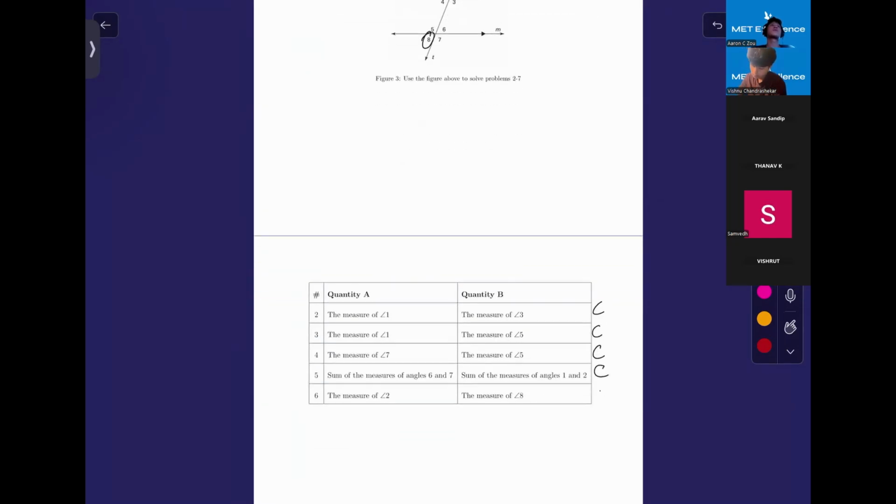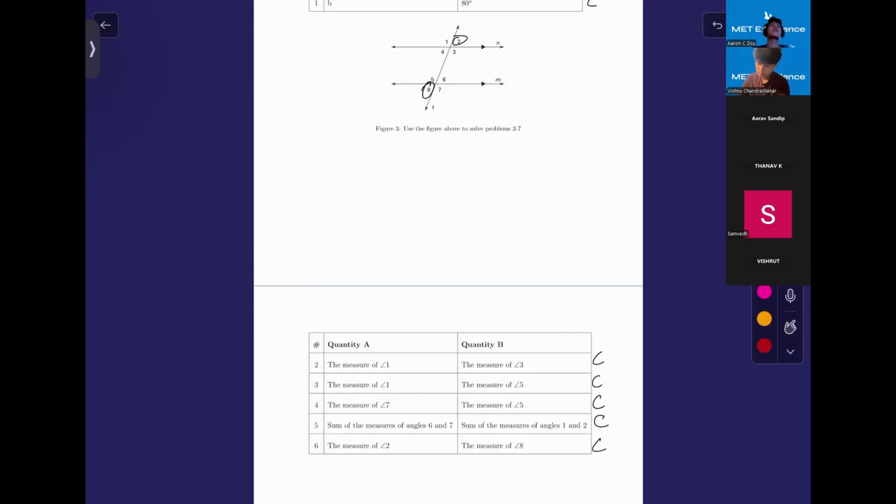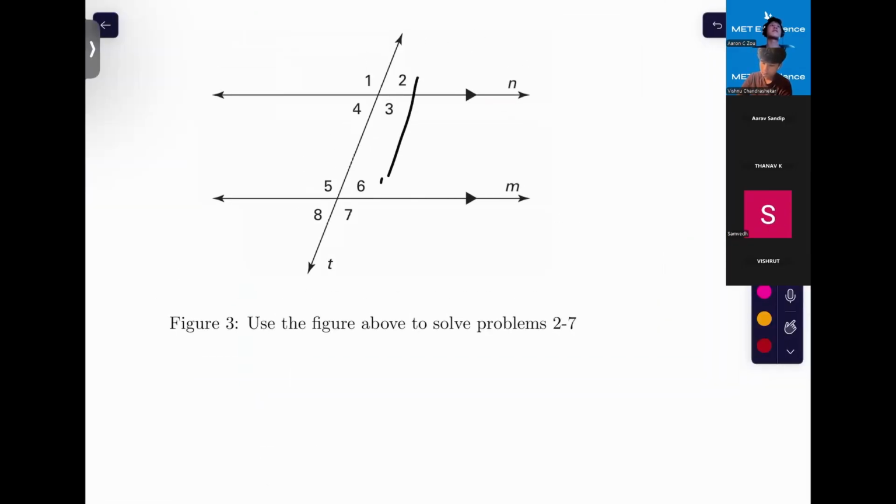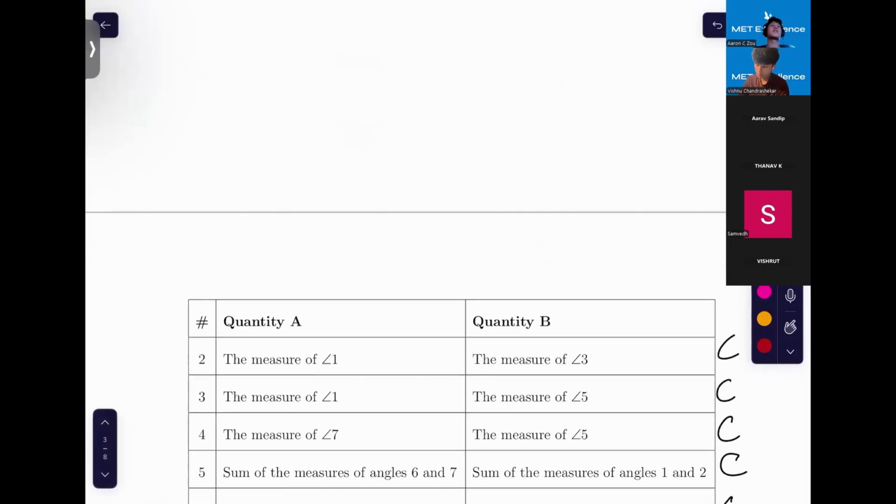If you notice on the graph, angle 2 is the same as angle 6 because of the parallel lines. And then angle 6 and angle 8 are the same because of vertical angles. So angle 2 and angle 8 are the same.